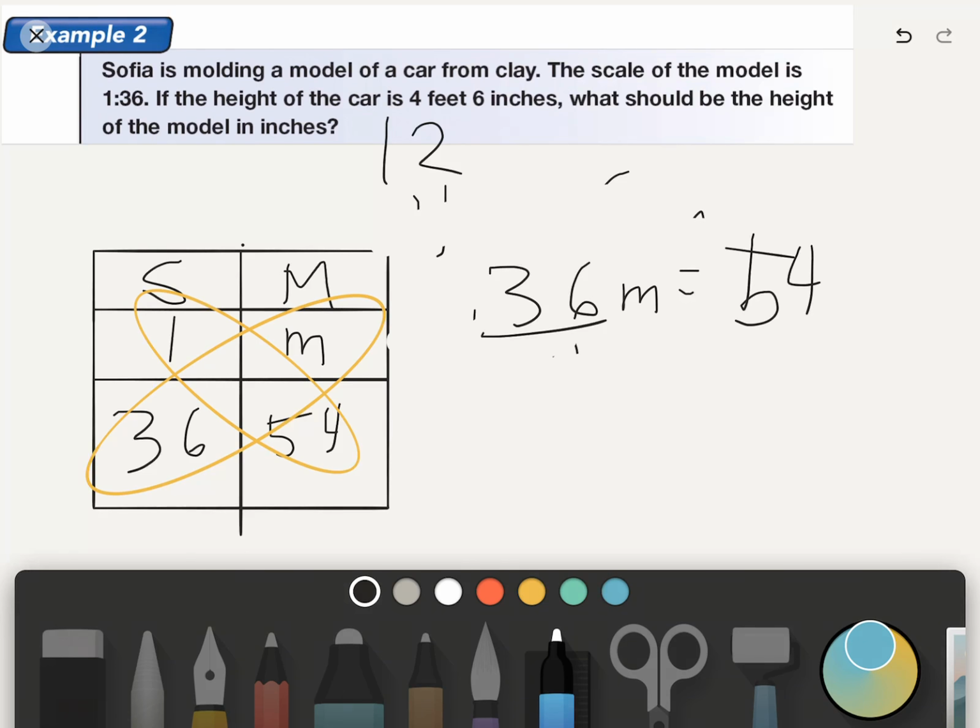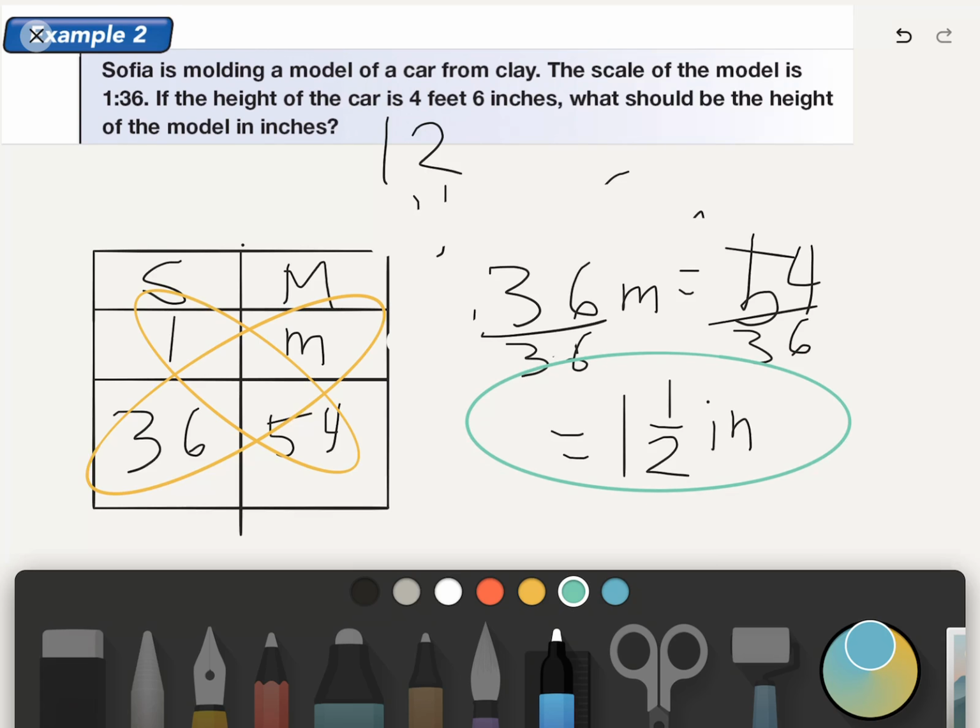and so we can divide each side by 36, getting us an interesting ratio, but really it will come out to 1.5 inches. So if the height of the car is 4 feet 6 inches, or 54 inches, then the height of the model would be 1.5 inches.